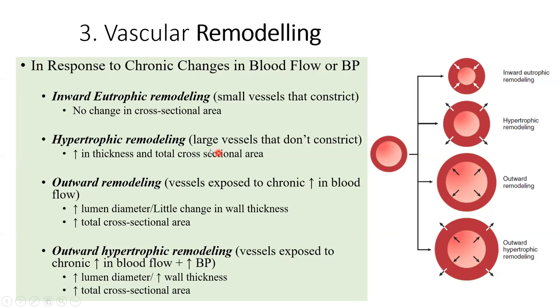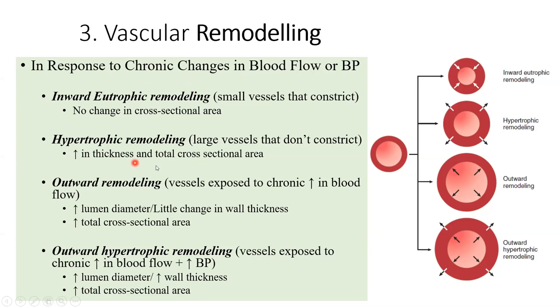The second one is an explanation of the large vessels which don't constrict. Vasoconstriction happens in the small vessels, I beg your pardon. The larger ones don't vasoconstrict. Instead, what happens in them is a phenomenon called hypertrophic remodeling, which is depicted here. Basically, the vascular smooth muscles proliferate in number and enlarge in size, okay? So they resist the damaging effect of increased blood pressure over a long period of time.